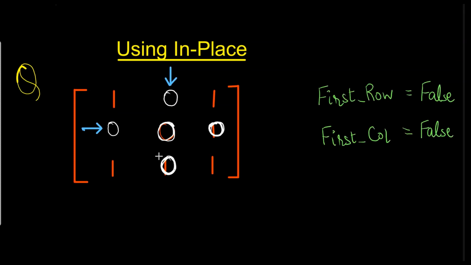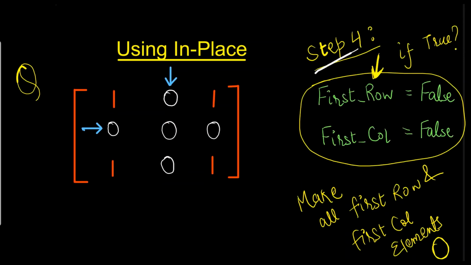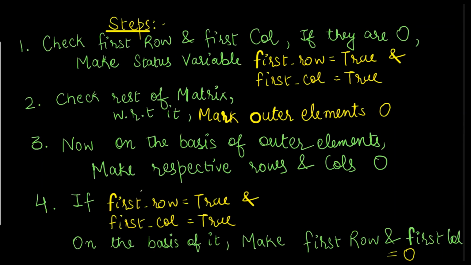Now I have checked all the inner elements. What about the first row and first column? The fourth step says to check the first row and first column status flags. If they are set to true, make all first row and first column elements 0. But here we had false, so we will leave them as they are. So what were the major steps?